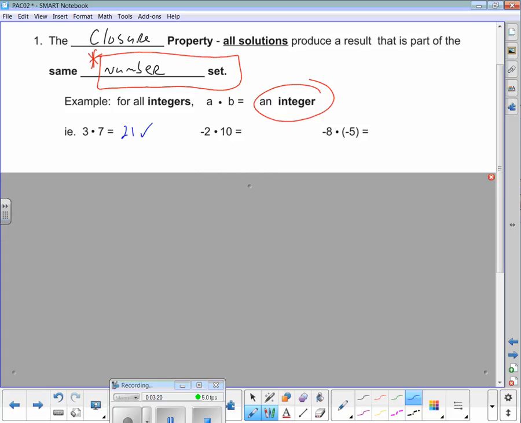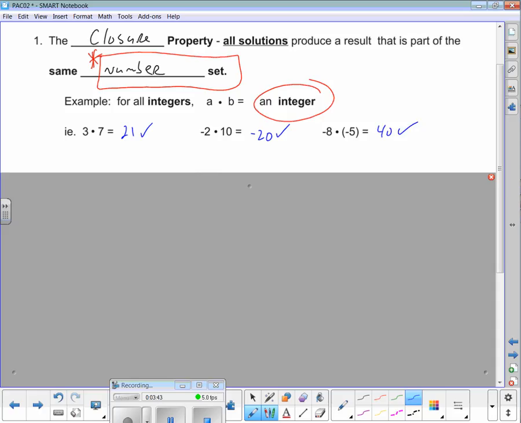The second example, I tried a negative integer and a positive integer. Negative 2 times 10, that's a negative 20. Is negative 20 an integer? That one worked. Now I tried 2 negatives. Negative 8 times negative 5 is a positive 40. Is 40 an integer? That one worked.